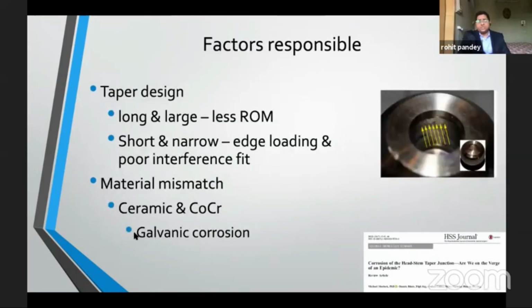Other factors responsible are that initially in the taper, we had a long and large design, which gave us less range of motion. So we went for a short and narrow one. But the problem with this is that it caused edge loading and there was poor interference fit. Another mechanism which will lead to taperosis is if you have two different metals, like a ceramic or a cobalt chrome, that may lead to galvanic corrosion and there will be release of particles.